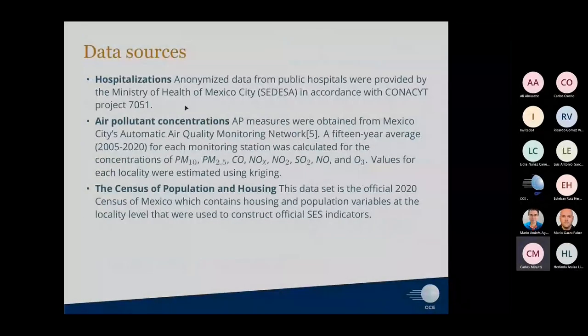About the data sources, for the hospitalization data, we used anonymized data from the public hospitals provided by the Ministry of Health in Mexico City, also known as CEDESA. This is in accordance with the CONACYT project. Also, the air pollution concentrations were obtained from the Mexico City Automatic Air Quality Monitoring Network. We used a 15-year average from 2005 to 2020. For each monitoring station, the average exposure was calculated, for example, for particulate matter, and also nitrogen oxides, carbon monoxide and sulfur dioxide. A value for each locality was estimated using kriging to extrapolate the values from the monitoring stations. And the 2020 census of population and housing was used to construct the SES indicators.